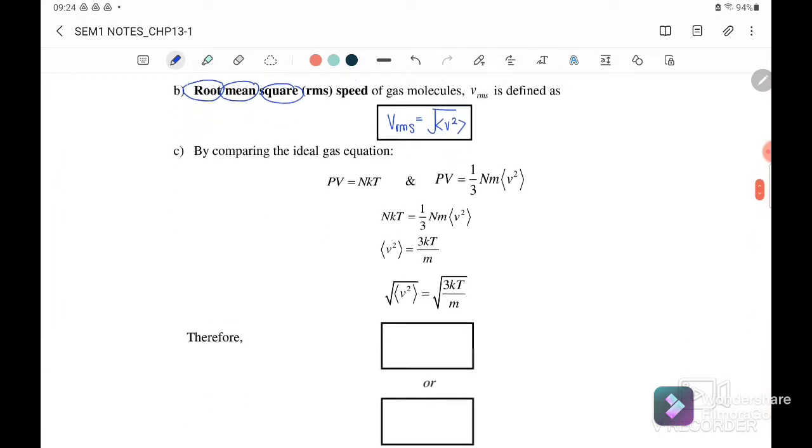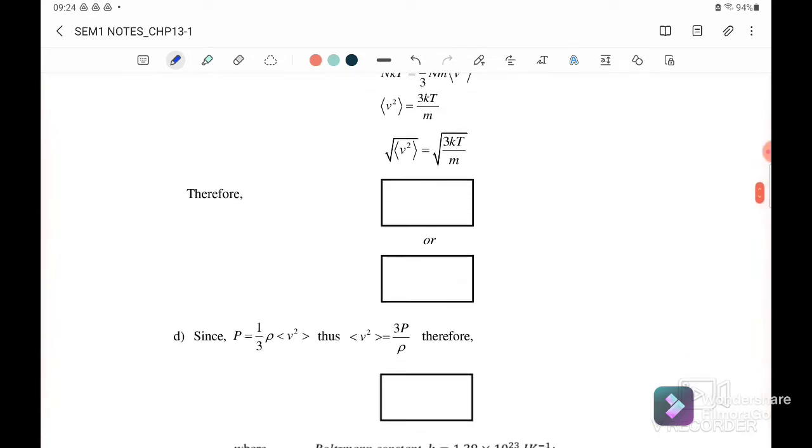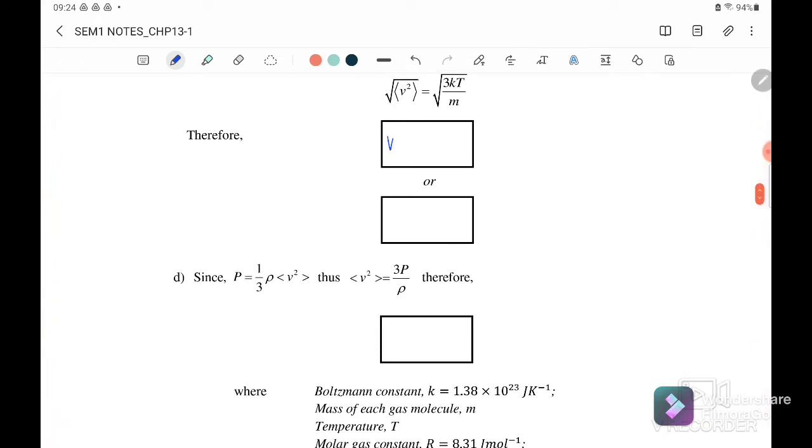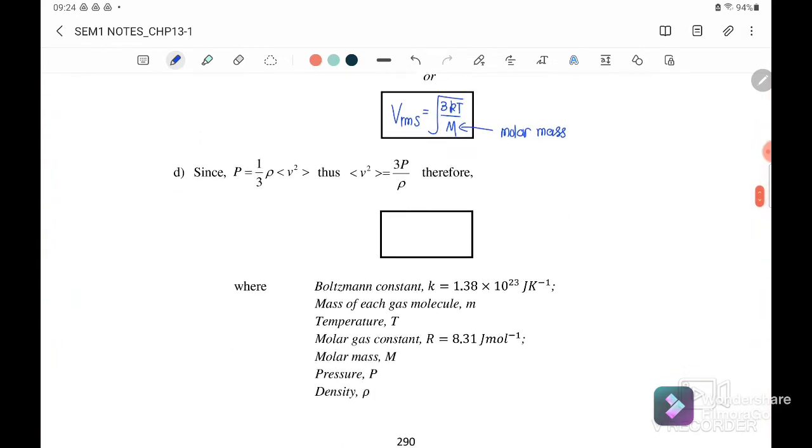By comparing with the ideal gas equation, for VRMS we have three equations. The first one is equal to the square root of 3kT over m, where m is the mass. Or we can write VRMS equals the square root of 3RT over the molar mass. Or if let's say you have the pressure and the density, we can also write VRMS equals the square root of 3P, pressure, over density.